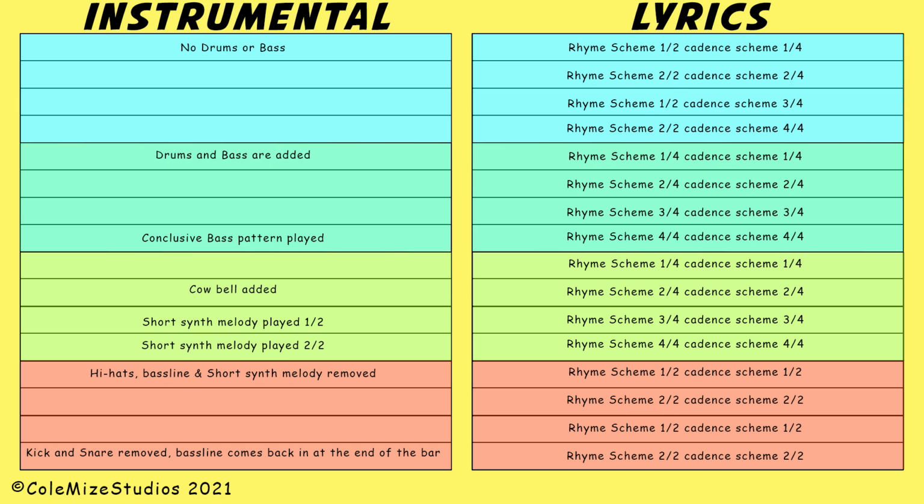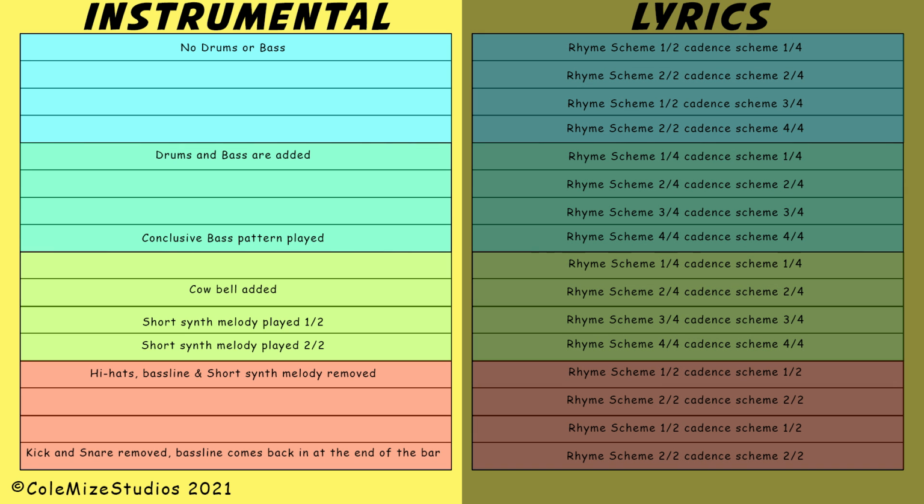So each shade of color that you're seeing represented here is representing 4-bar sections, okay? And so just look at the instrumental for a second. For 4 bars, there's no drums or bass, okay? This is what we would consider the intro of the verse section, okay? So the verse comes in, there's no drums or bass. After 4 bars, drums and bass are added.